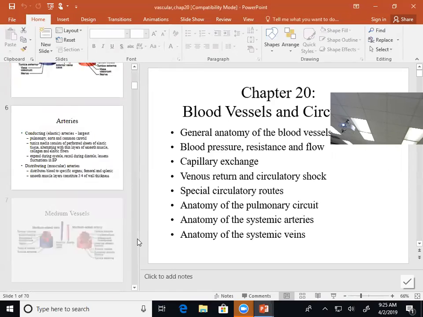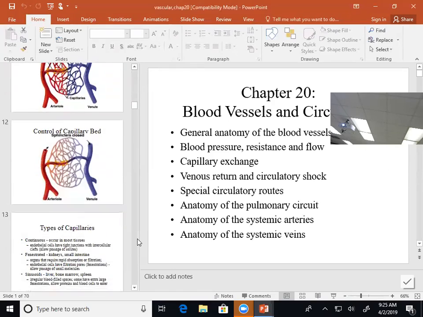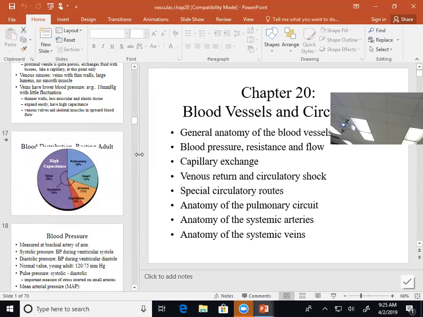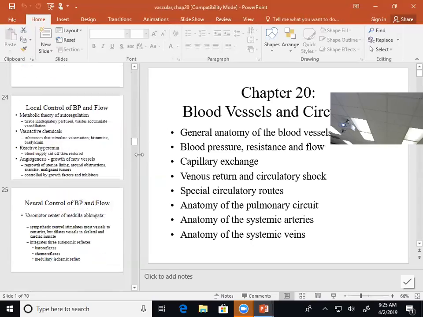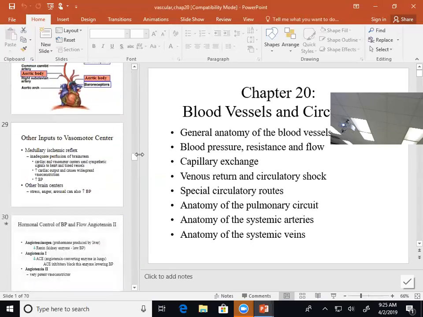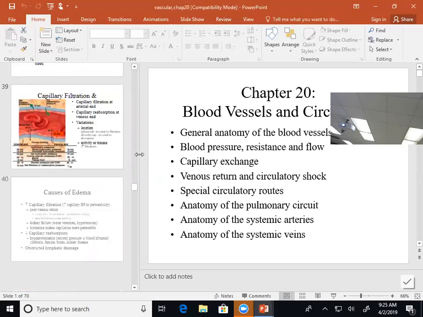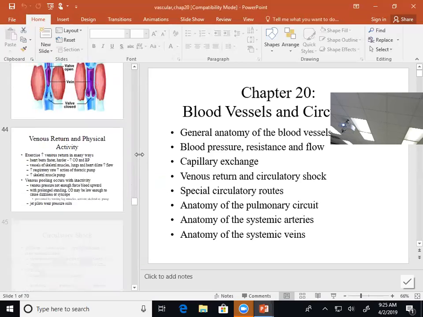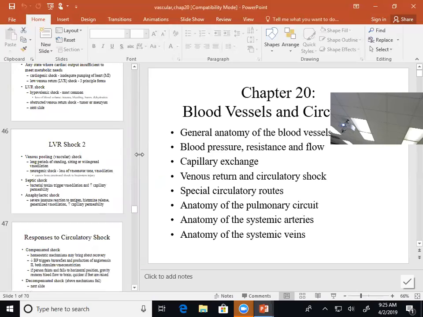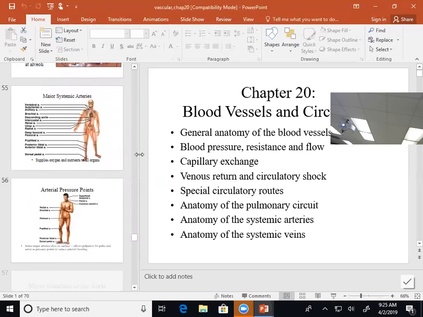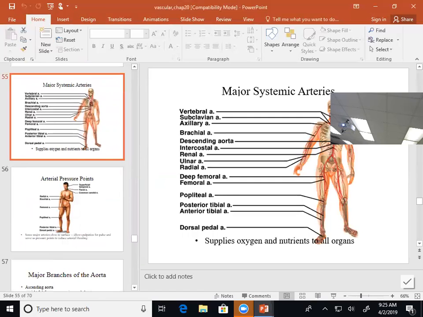And next week in lab, on that Tuesday, the opportunity you're going to have is to label the major systemic arteries and the major systemic veins, because that's really about all we have left to talk about in this chapter. Here they are. Look at this, major systemic arteries.